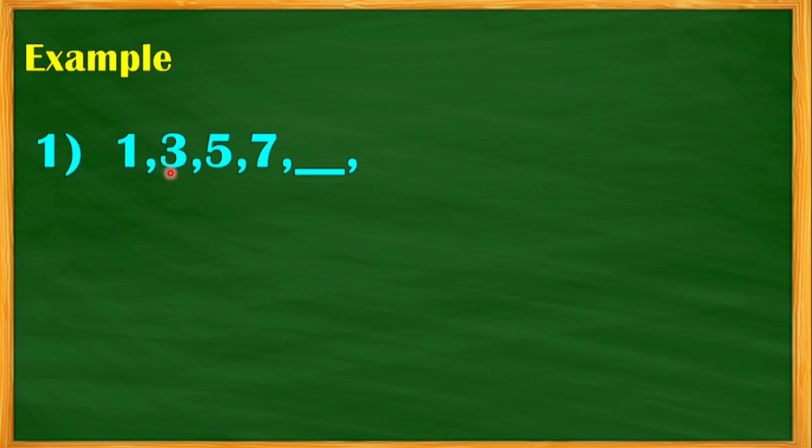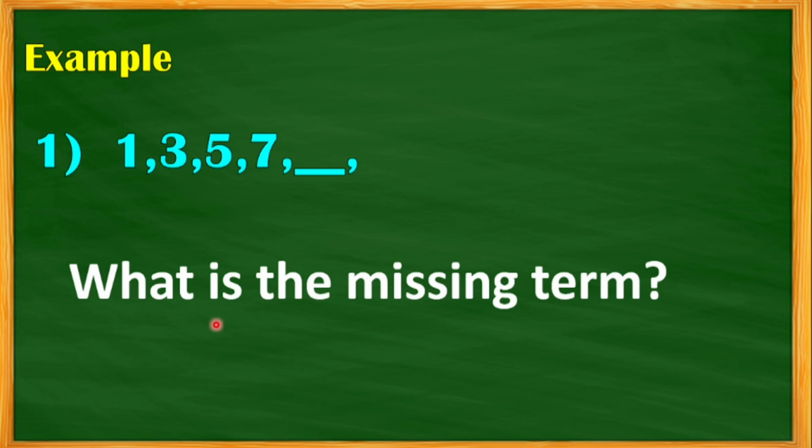I have here 1, 3, 5, 7 for number 1. The question is, what is the missing term? What would be the missing term for this one? So try to observe the sequence of numbers 1, 3, 5, 7. So 1, 3, 5, 7 are odd numbers. As you can see, 1 goes to 3. As you observe, 1 added to 2 becomes 3.